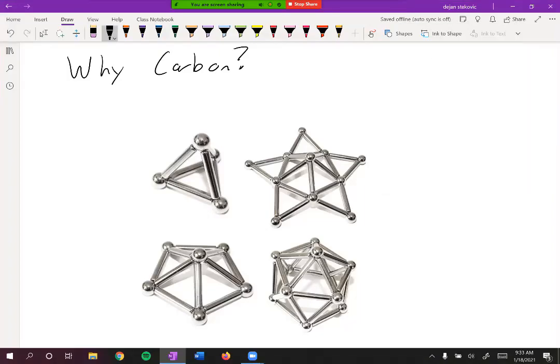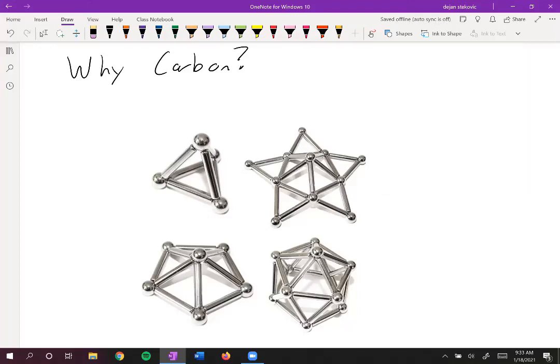All right, so you might be wondering why carbon is the element of choice for life. And I like to use this little analogy here. So we've got these little toys here with these little magnetic balls and rods. And as you can see, you can arrange them in all kinds of different shapes and structures, right? And that's what we need for life as well.